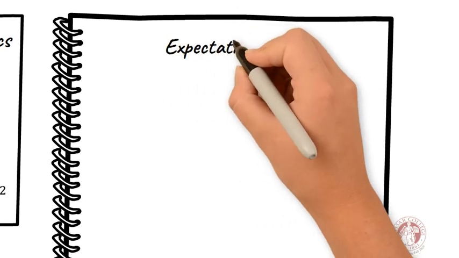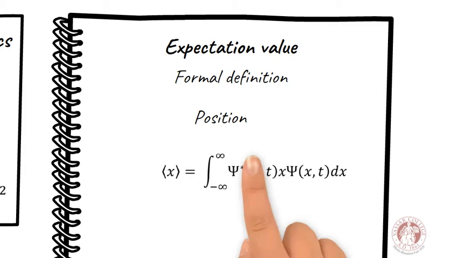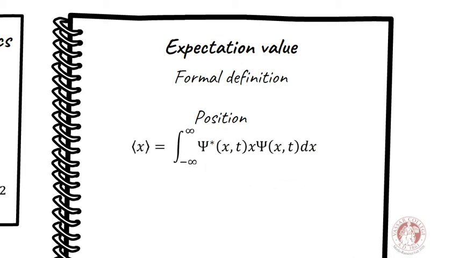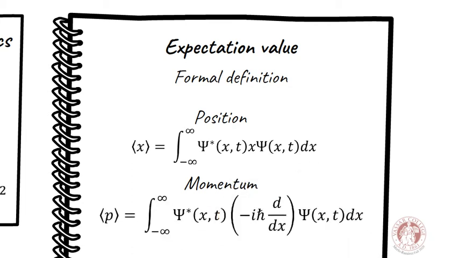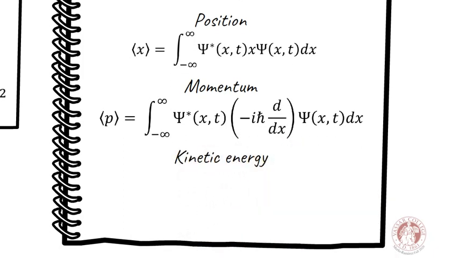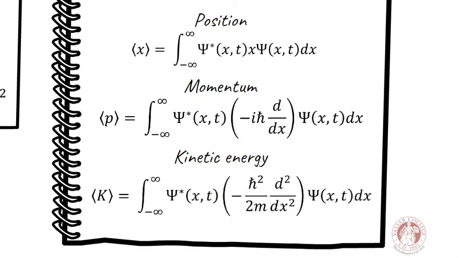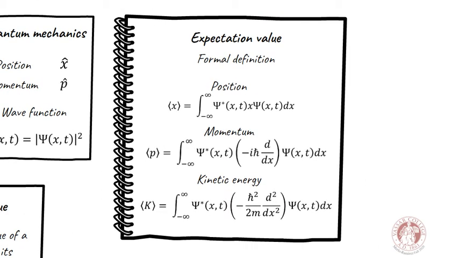Now let's focus on the expectation value of each of the aforementioned operators. The expectation value of the position is defined as follows. In the same way, the expectation value of the momentum is defined in this way. Finally, the expectation value of kinetic energy has this definition. As can be seen, the expectation value has a quite simple definition. Though, it can become challenging when the wave function is a complicated one.